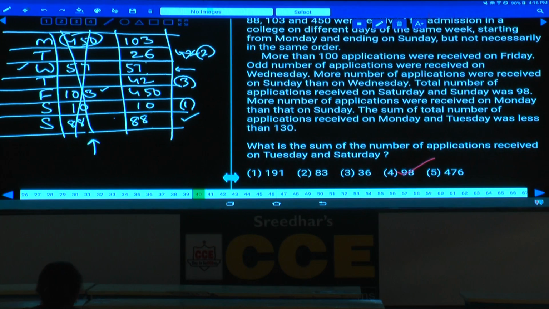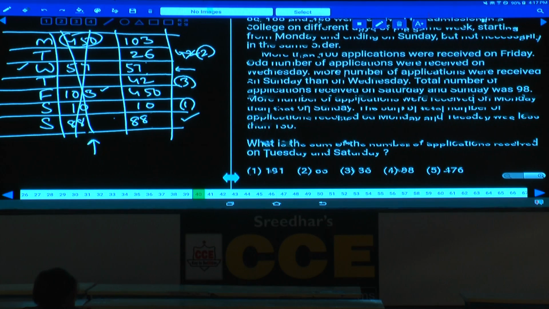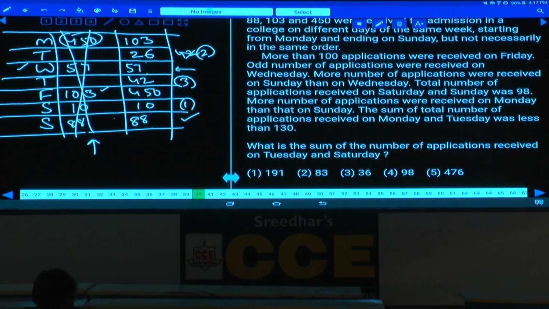Then question number 40, what is the sum of the number of applications received on Tuesday and Saturday? Tuesday is how much? 26 and Saturday is 10. 26 plus 10, it is 36, choice 3. Question numbers 36 to 40.